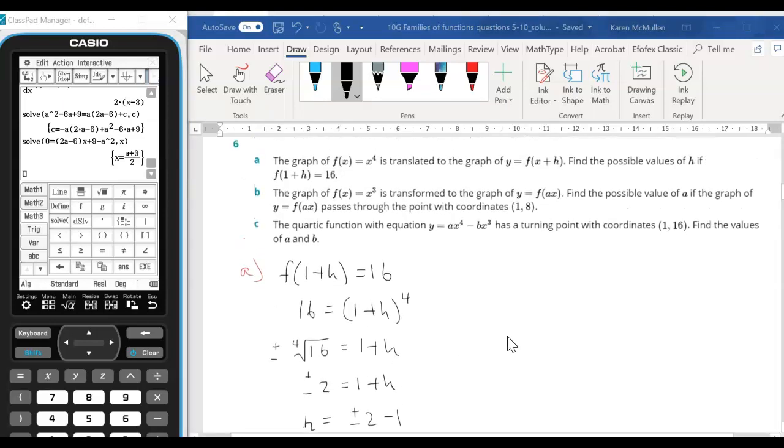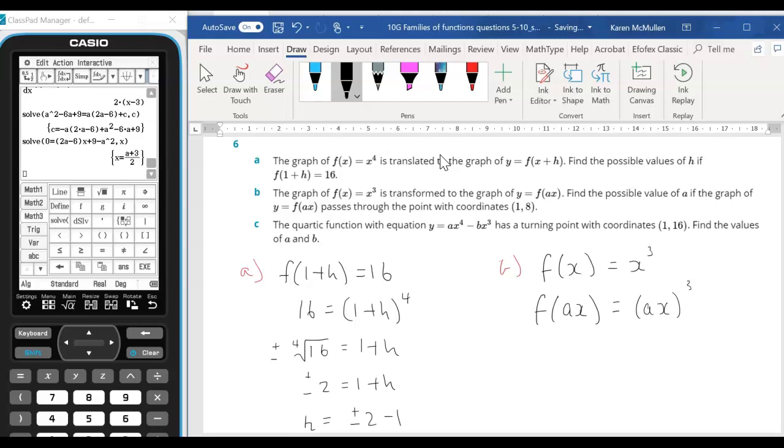All right, moving on to question B. So the graph of f of x equals x cubed is transformed to the graph of y equals f of ax. Find the possible value of a if the graph of y equals f of ax passes through the point with the coordinates 1, 8. I'm just going to do question B over here so I can still see the question. So we've got f of x equals x cubed, and we're going to transform it by ax. So that means instead of x, we're going to have ax cubed.